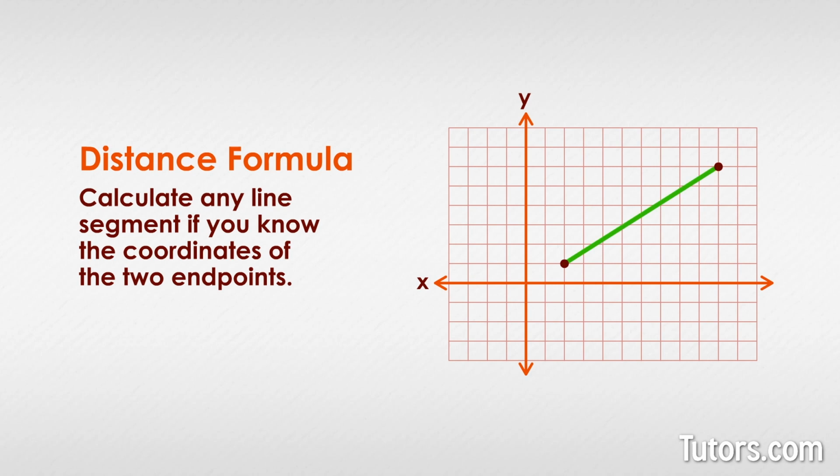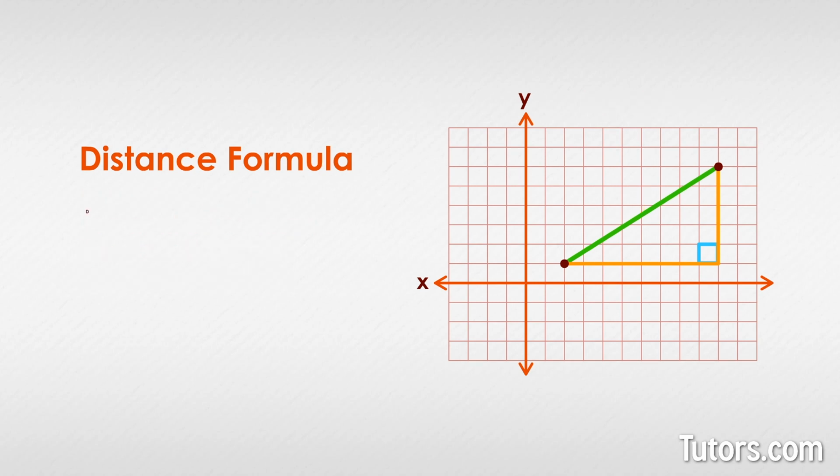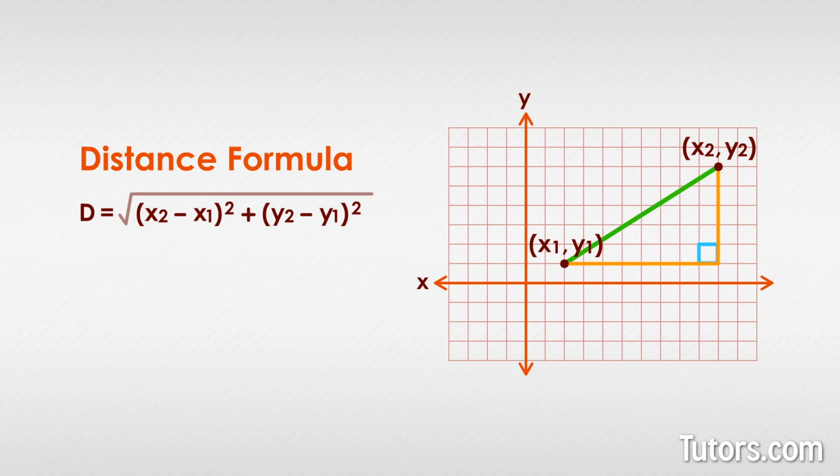You will be mentally constructing a right triangle, using the diagonal as if it were a hypotenuse. The distance formula squares the differences between the two x-coordinates and two y-coordinates, then adds those squares, and finally takes their square root to get the total distance along the diagonal line.